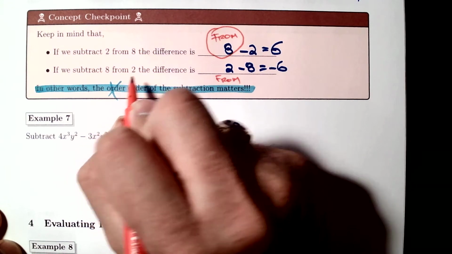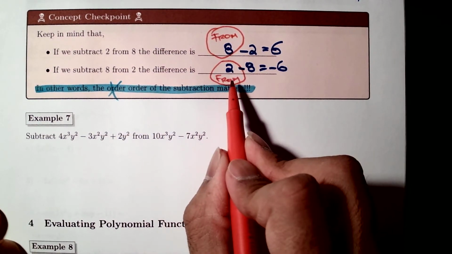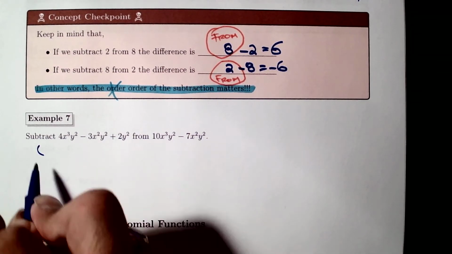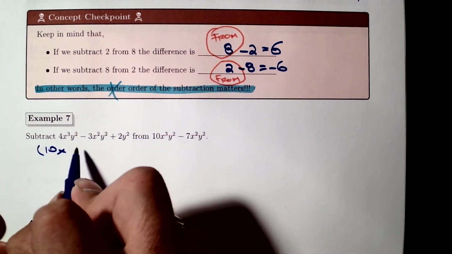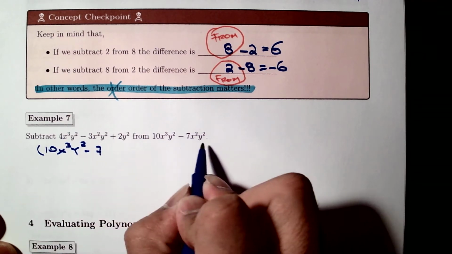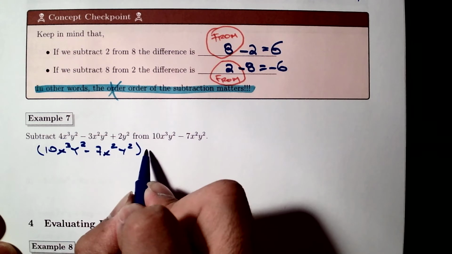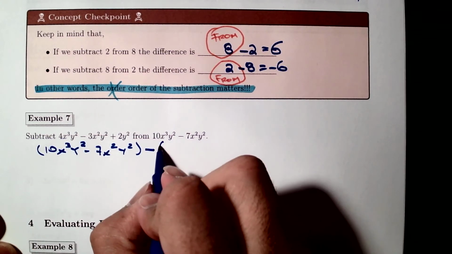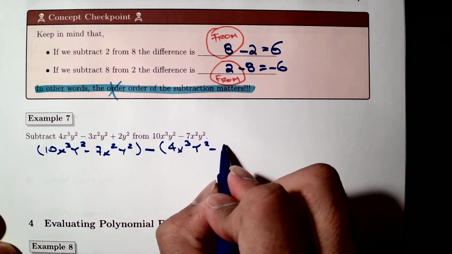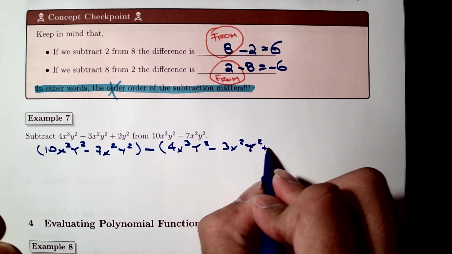Subtract 8 from 2. The one that says "from" is going to go first. So in this case, I'm going to have 10x cubed y squared minus 7x squared y squared, and I'm going to subtract the quantity 4x cubed y squared minus 3x squared y squared plus 2y squared.